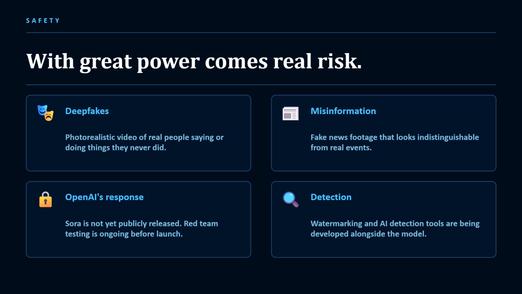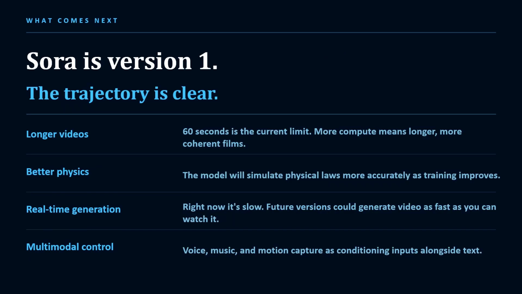With great power comes real risk. Photorealistic video of real people doing things they never did. Fake news footage indistinguishable from real events. OpenAI hasn't publicly released Sora yet. Red team testing is ongoing. Watermarking and detection tools are being built alongside the model. Sora is version 1. 60 seconds is the current limit. Future versions will go longer. Physics will get more accurate. Generation will get faster. And more conditioning inputs like voice, music, and motion capture are coming.